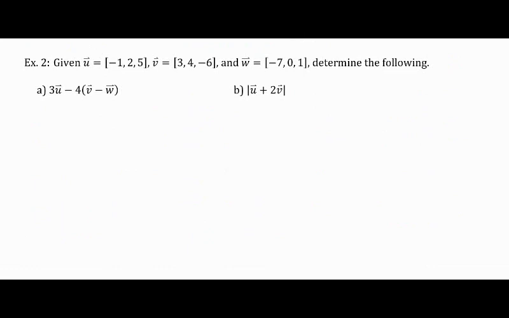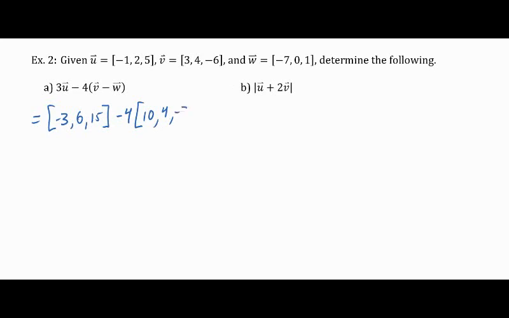This is pretty straightforward. A lot of this is just notation. So 3 times vector u, I'm just going to do this right away. So that's 3 times negative 1, 3 times 2, and 3 times 5. Minus 4, and I'll do v minus w. So 3 minus negative 7 is 10. 4 minus 0 is 4. Negative 6 minus 1 is negative 7.